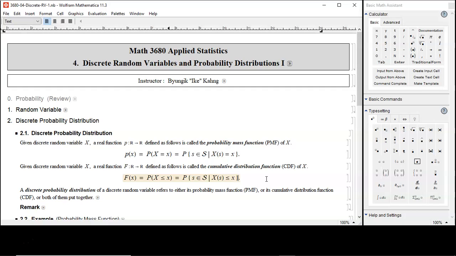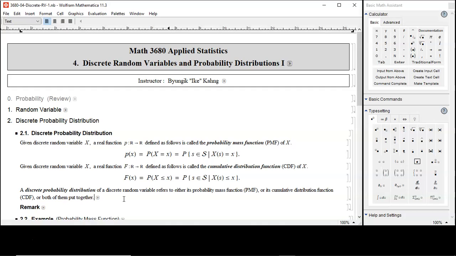Now, what is a so-called discrete probability distribution? Here's my description. A discrete probability distribution of a discrete random variable refers to either its probability mass function, PMF, or its cumulative distribution function, CDF, or both of them put together.